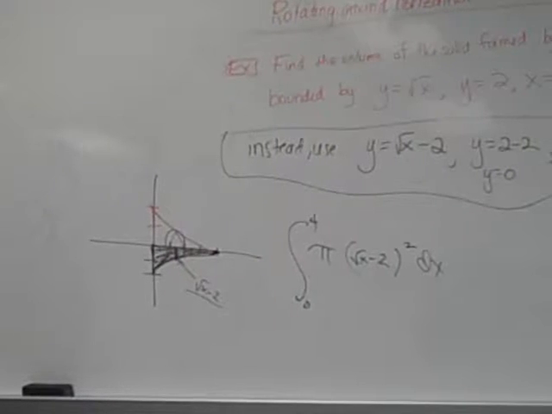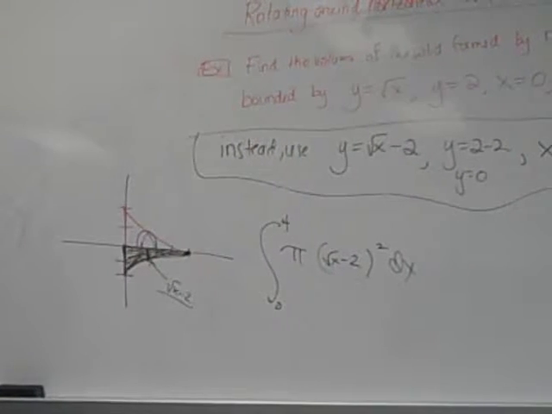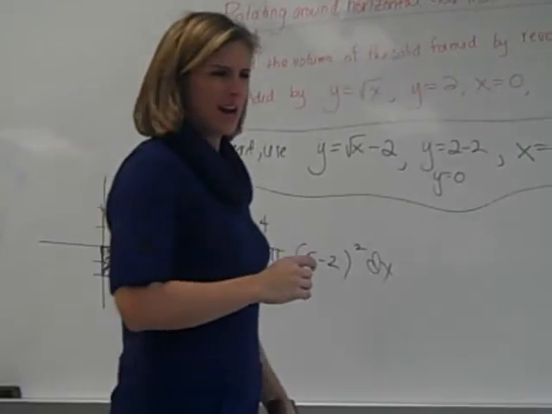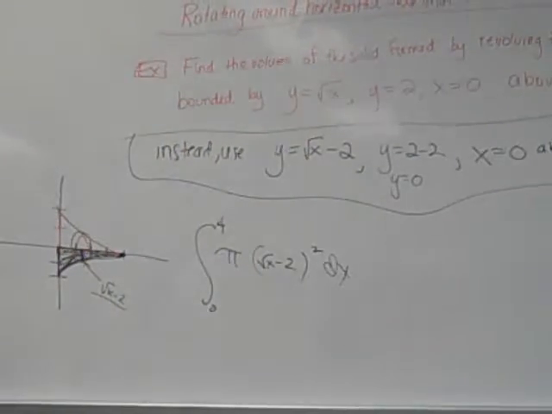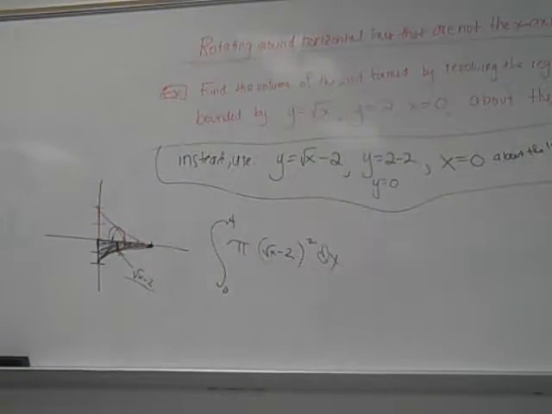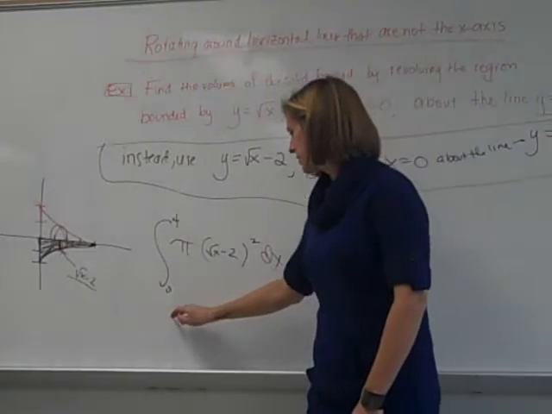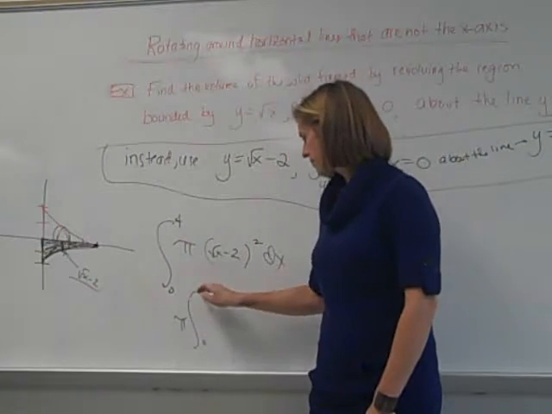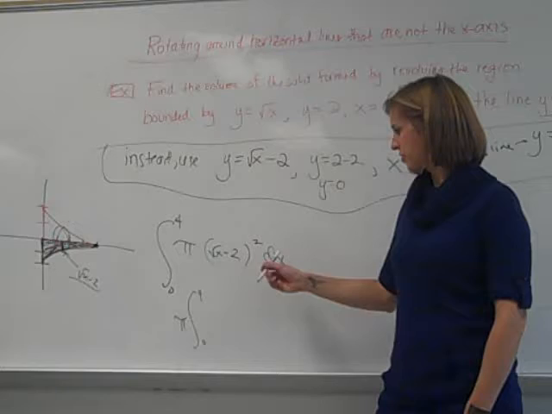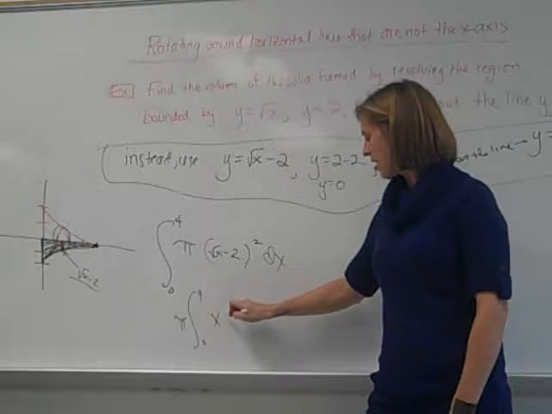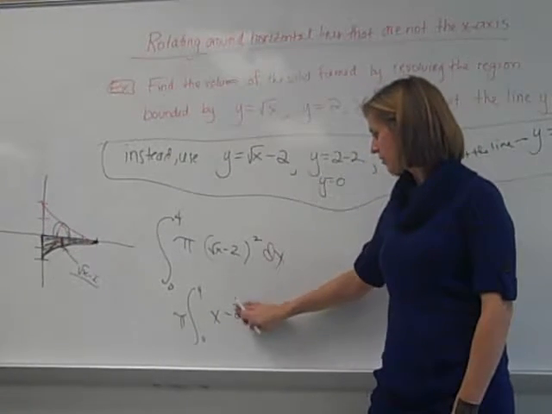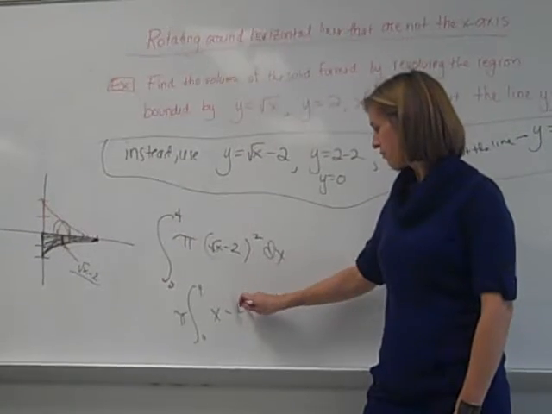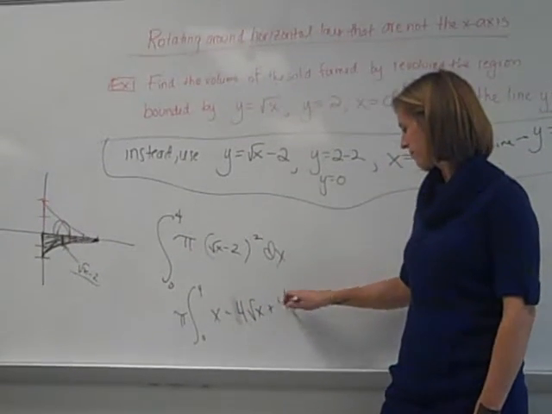Could you do that by hand if you had to? Yeah, of course. It's been a little while since we did. I think next week I'll make sure I give you a problem that's by hand, just to make sure you still remember what to do. But we would take the pi out. I would just go through and square that, so I'd have x minus 4 root x plus 4.